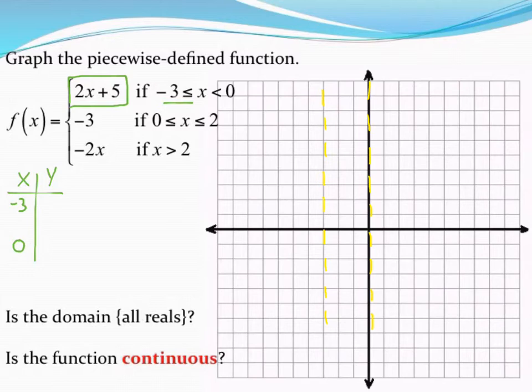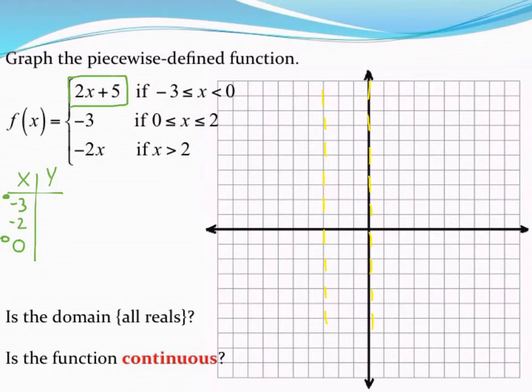X can be greater than or equal to -3. So I'm just going to make a note in my chart that this point will be a filled-in circle. 0, on the other hand, x has to be less than 0, so it can't quite get there. So again, I'm just going to make a note in my chart that this will be an open circle for this point. And then since I want at least 3 points to graph a line, I need to pick any point in between there. So -2 would be great. Anything between 0 and -3 would be fine.